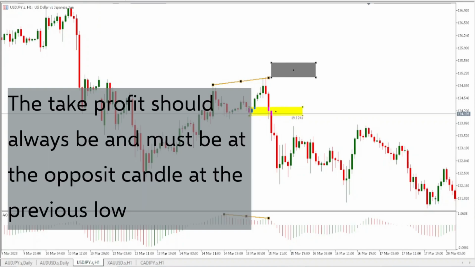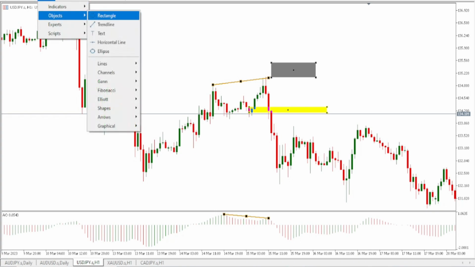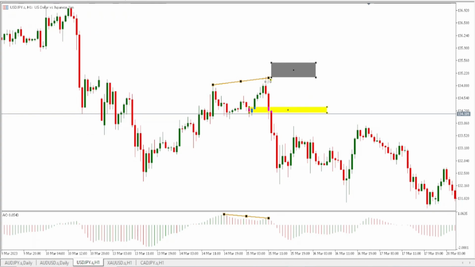Next, we identify our take profit section. Take profit must be at the opposing candle at the previous low. As you can see, it makes higher highs and lower highs. The lower low is where our take profit should be. If this trade hadn't played out, we would have seen it clearly. But the yellow zone is where our take profit should be.